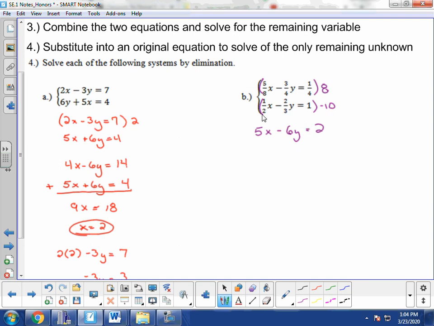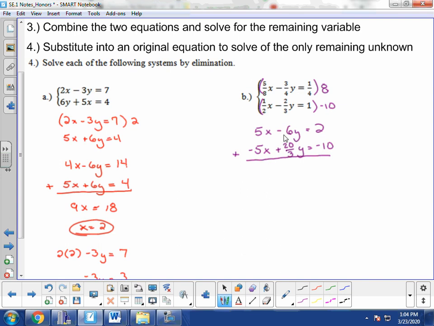So negative 10 times 1/2 would give me negative 5x. Negative 10 times negative 2/3 would give me positive 20/3. I'm going to leave that as a fraction for now. And negative 10 times 1 would give me negative 10. Now, I can take these two equations and add them together because we'd see that the x and the negative 5x would eliminate with one another.